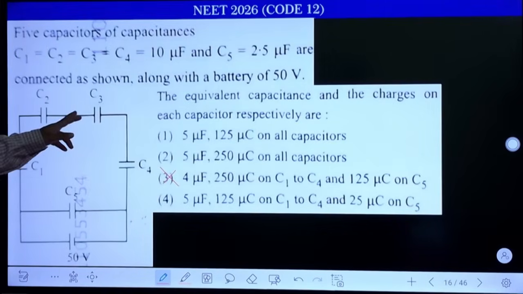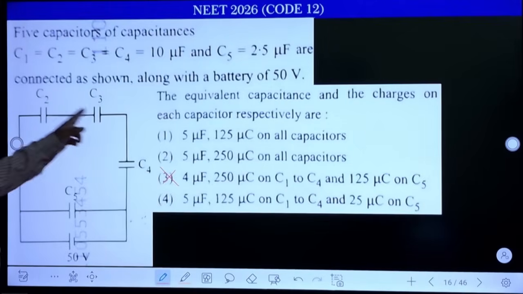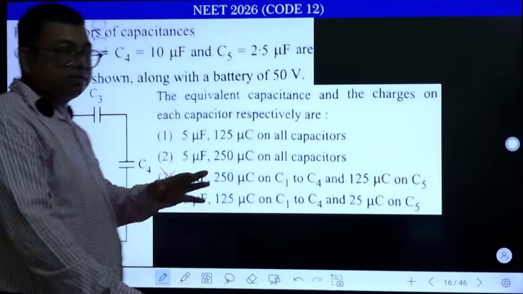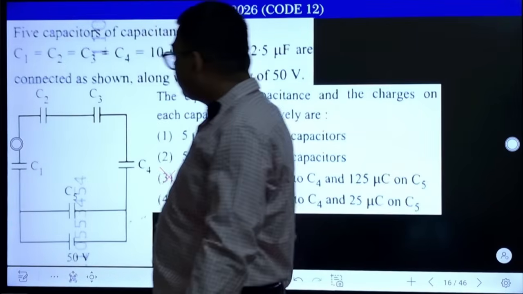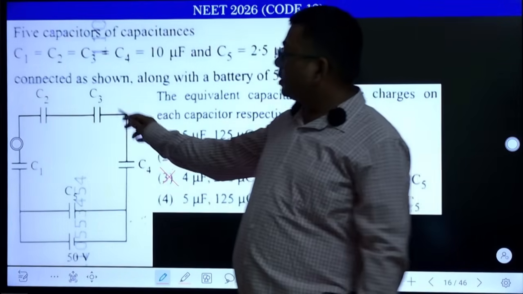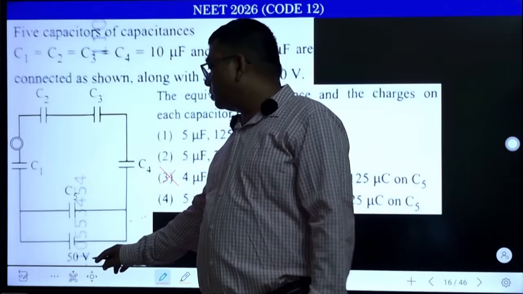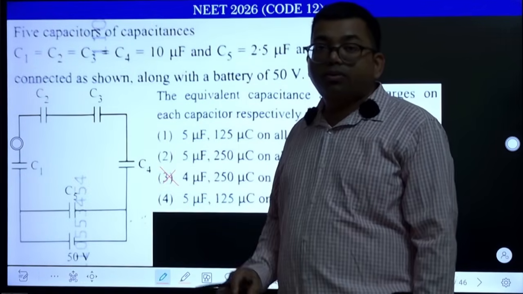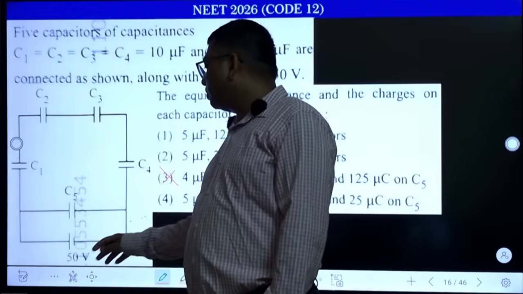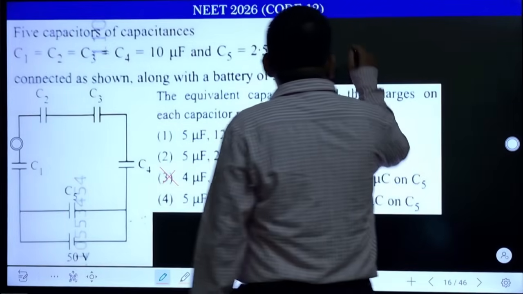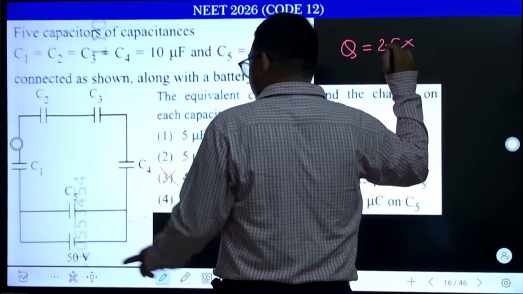Now they are also asking the charges on each capacitance. The charge on C1, C2, C3, C4 is the same because they are in series, right? This equivalent has become 2.5, and the upper is 2.5, the lower is also 2.5, right? And the parallel voltage is 50. So Q is equal to C into V, which is 2.5 into voltage 50.